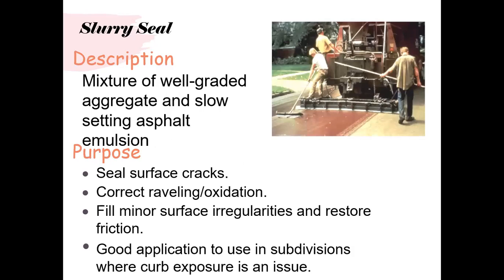Then comes another technique, what we call a slurry seal. It's a mixture of well-graded aggregate and slow-setting asphalt applied together. And like you see in the diagram, again the purpose is to seal the surface cracks, correct raveling and oxidation, and fill minor surface irregularities. It's a good application to use in subdivisions where curb exposure is an issue.